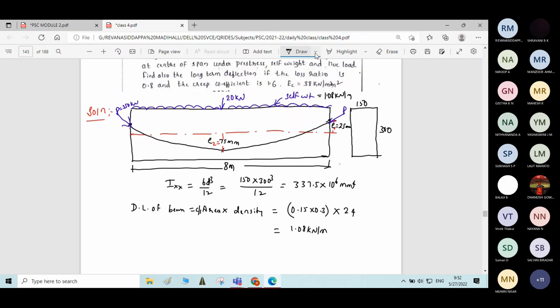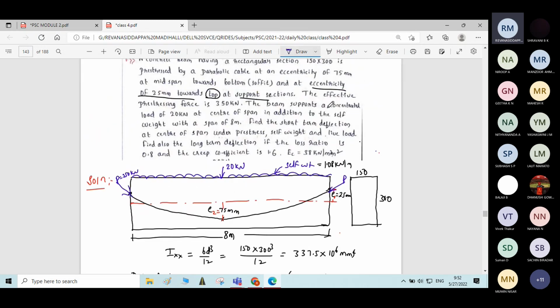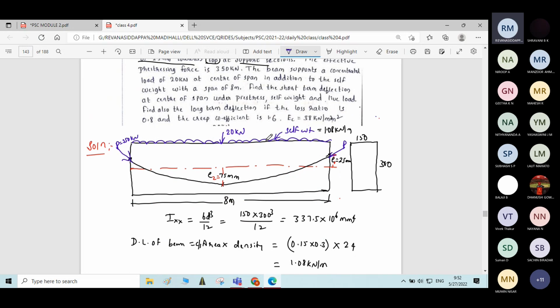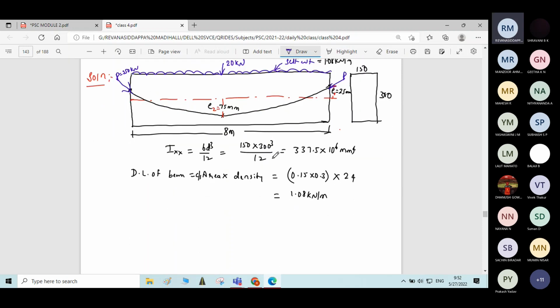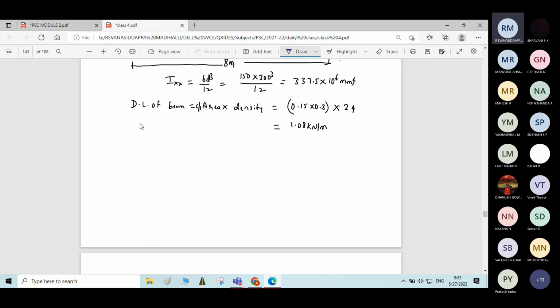Okay. Now what we'll do? We'll find one by one. First one is deflection due to dead load. Then we'll find deflection due to live load and deflection due to pre-stress individually. Then we can also find short-term deflection by adding all deflections due to self weight, dead load, live load, and the pre-stress. And we can also find long-term deflection. Now first one, deflection due to dead load.